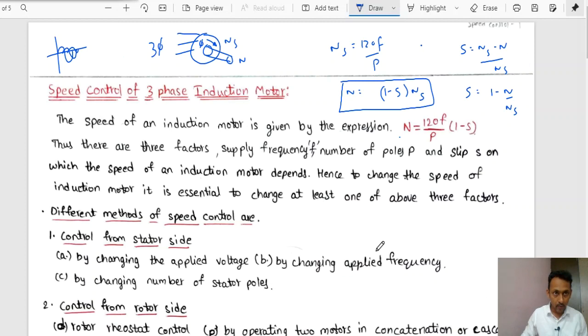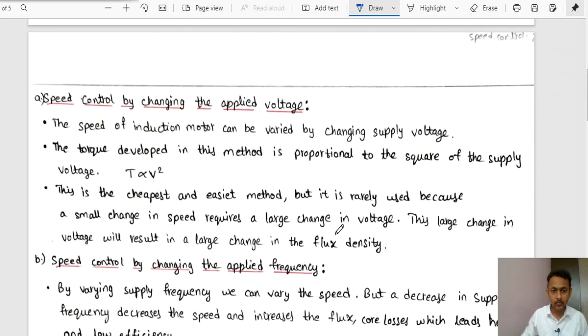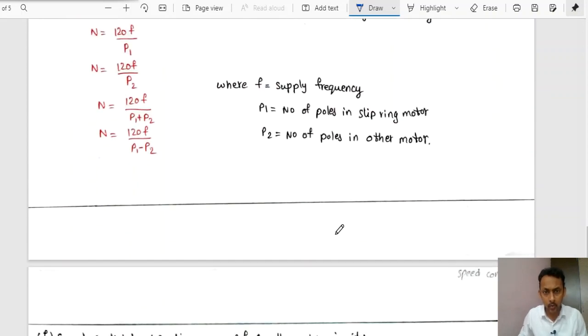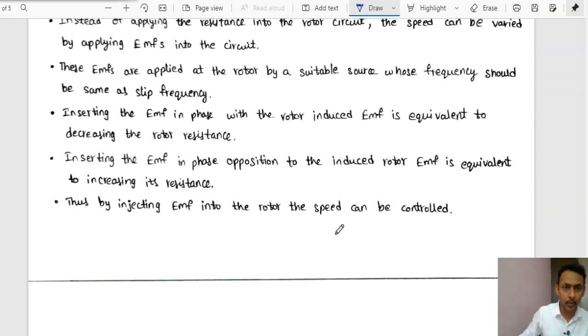In this video, we are going to discuss the speed control of three-phase induction motor. What are the different methods of speed control we are having, and what are its advantages and disadvantages? All those things we are going to discuss in this video.